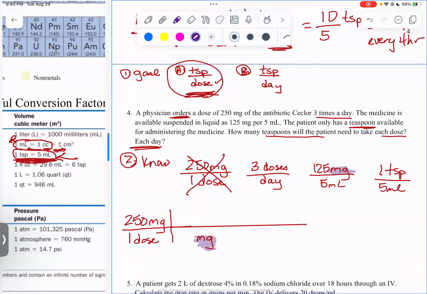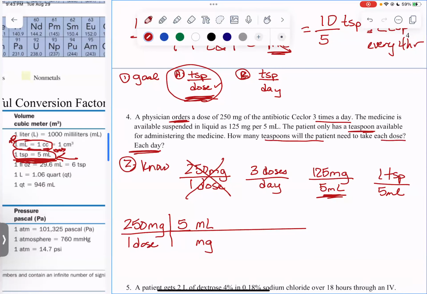Well, the only other conversion factor I have that has milligrams is this concentration of the medicine. I have 125 milligrams per 5 milliliters, so I'm going to use that. I'm going to introduce milligrams, and then go to milliliters. So I pull my information, 5 milliliters in every 125 milligrams. There we go. My milligrams have canceled and I'm in milliliters.